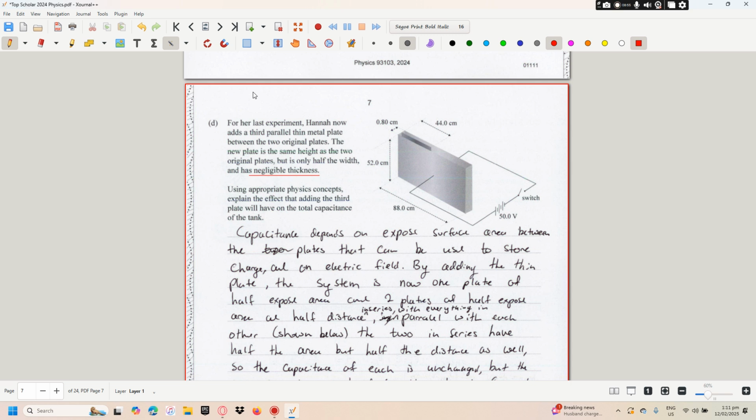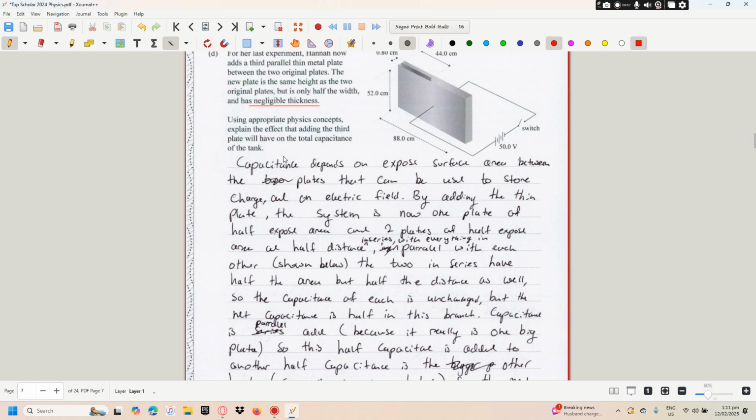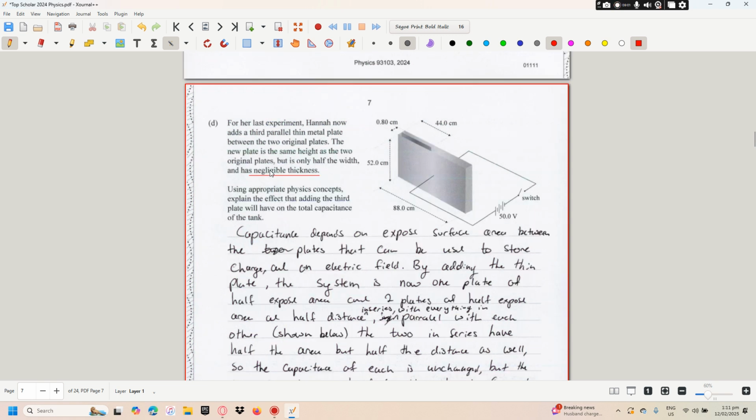So, here is where I would recommend your first 2 lines to these big questions need to completely display to the marker that you understand what is happening. Okay? So, capacitance depends on exposed surface area between the plates that can be used to store charge and on an electric field. That communicates you know what capacitance does.